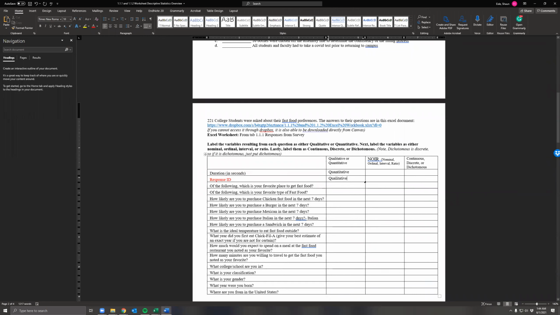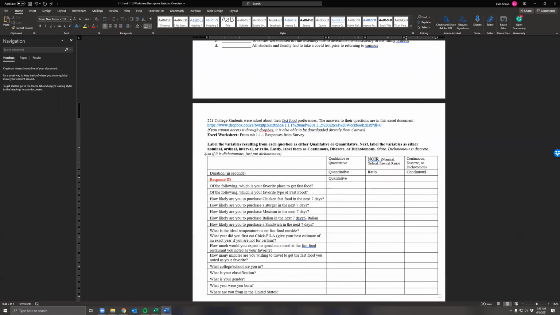More than that, now we're going to come over here and ask, is this nominal, ordinal, interval, or ratio? Duration is quantitative. It's how many seconds it took. And the question is, does it have a meaningful zero? A meaningful zero means that it took absolutely 0 seconds to complete. So yes, it does have a meaningful zero, and so we're going to put ratio. Is this continuous, discrete, or dichotomous? Continuous means, could you have half of a second? The answer is yes, so we're going to put continuous.